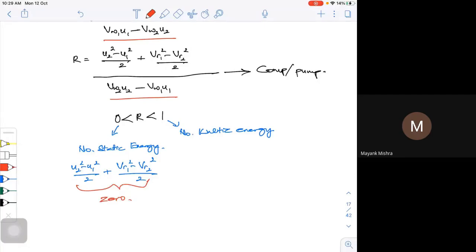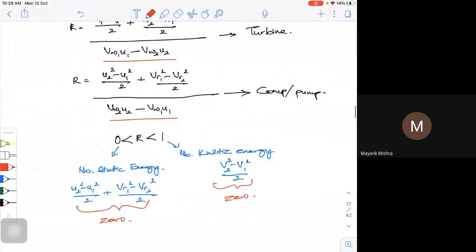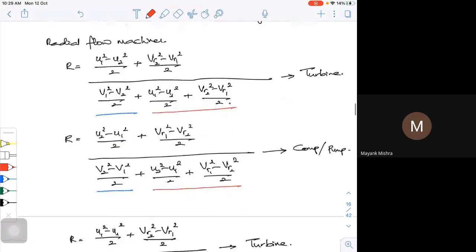Okay. No kinetic energy means my V2 square minus V1 square by 2, just writing for compressor; I can write the same thing for your turbine. So this kinetic energy component is 0. If I look into this particular equation, when R is equal to 1, the numerator is 0, that means your kinetic energy component is 0. It's very difficult to have a complete R is equal to 1.